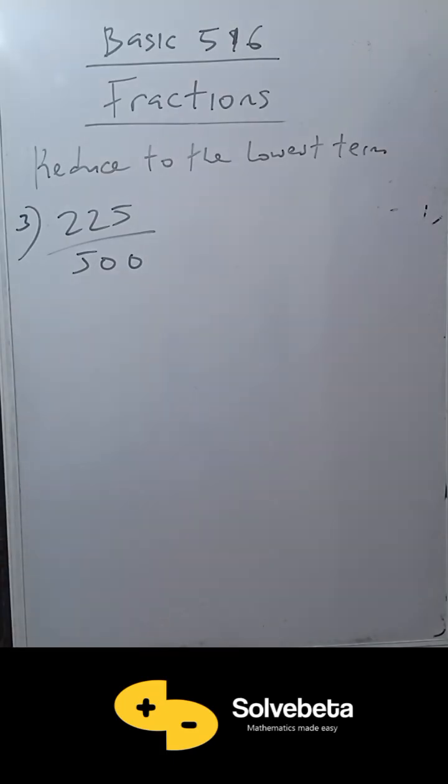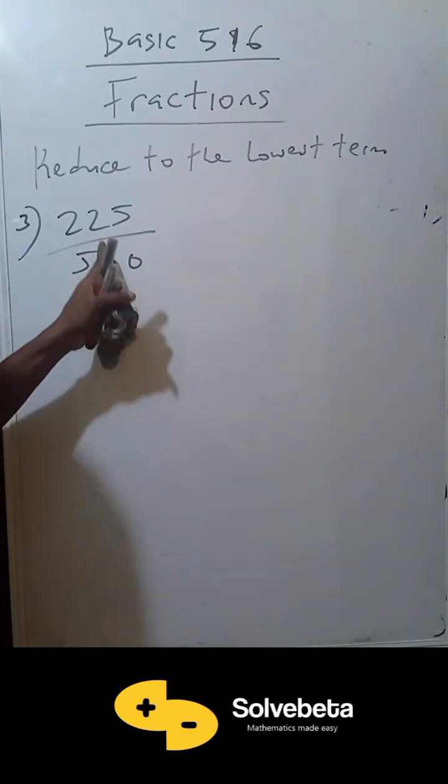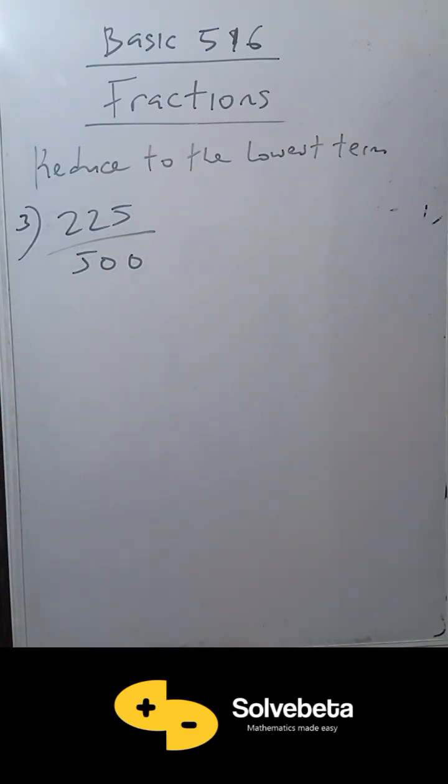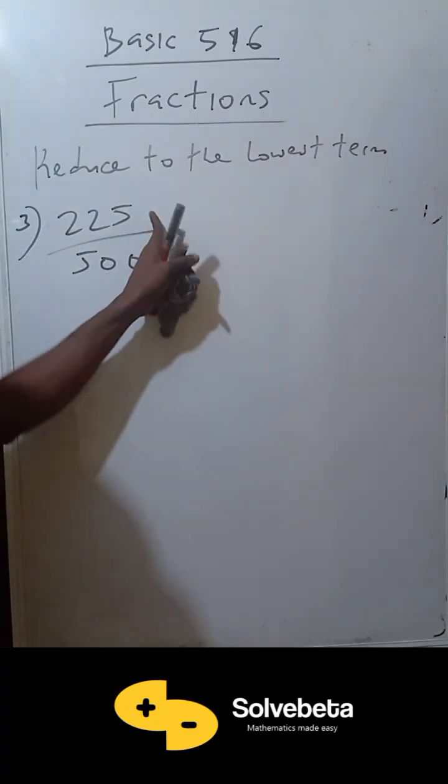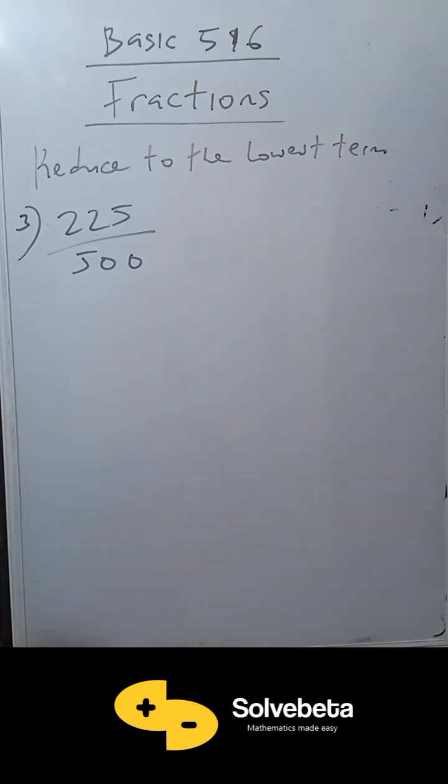So check. Can 2 divide 225? No, 2 cannot divide 225. But 2 can divide 500. So you're not going to use 2. It must divide both the numerator and the denominator. Now, what should we try?